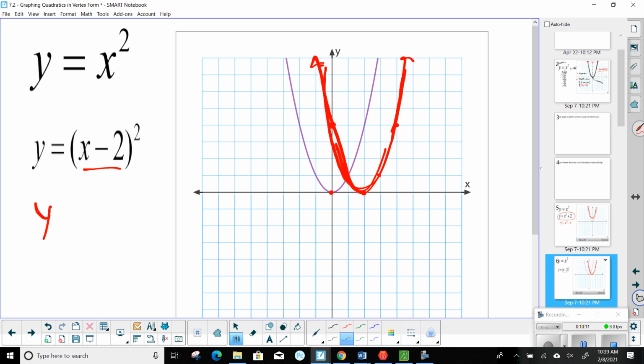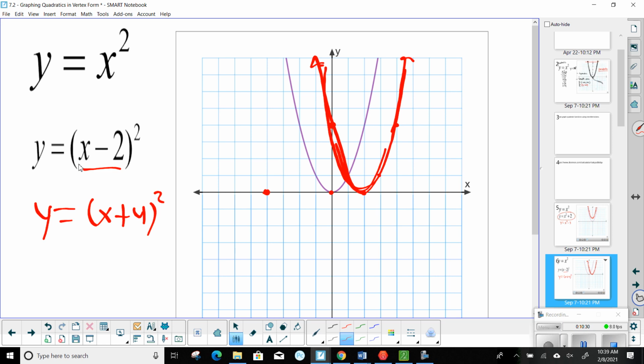If I were to do this, y equals x plus 4 squared. So you've got to remember, inside with the x moves it left and right, just like the absolute value. But the plus 4, right, you don't trust the x, you go the opposite direction. So we're going to go left 4. So this one, the vertex would be shifted left 4, it would be right there.